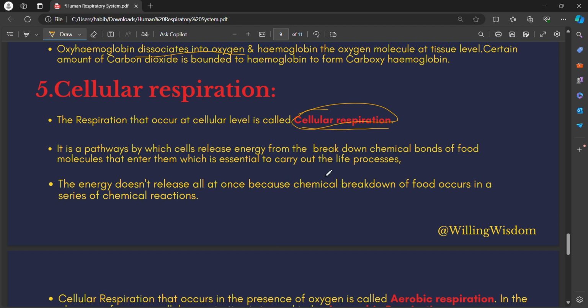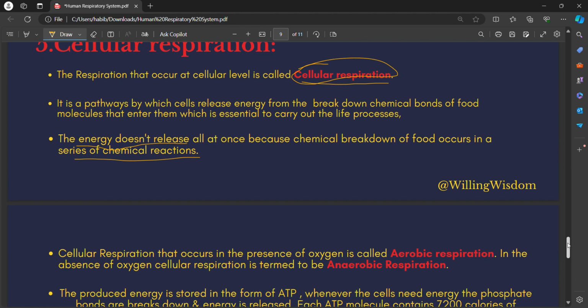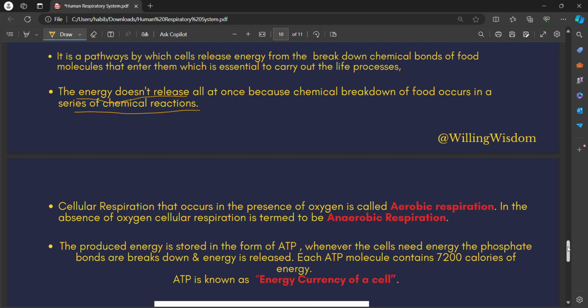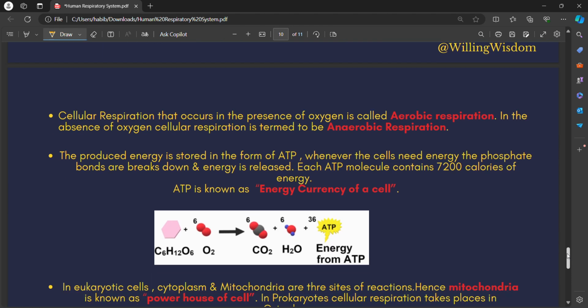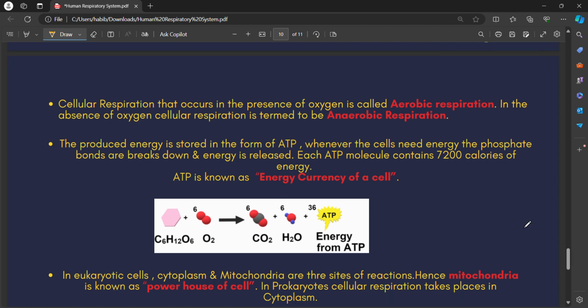The energy that is released will not be released at once. So we are saying that chemical breakdown of food occurs, and thereby energy is released. But here the chemical breakdown of food doesn't occur directly. It occurs through a series of chemical reactions, and thereby with a small amount of breakdown of the food, we release a small amount of energy, and at last all the energy is released through certain reactions. So cellular respiration that occurs in the presence of oxygen is said to be aerobic respiration, and in the absence of oxygen it is said to be anaerobic respiration.